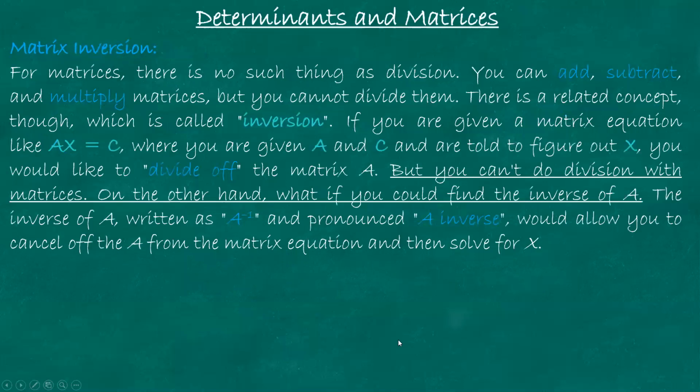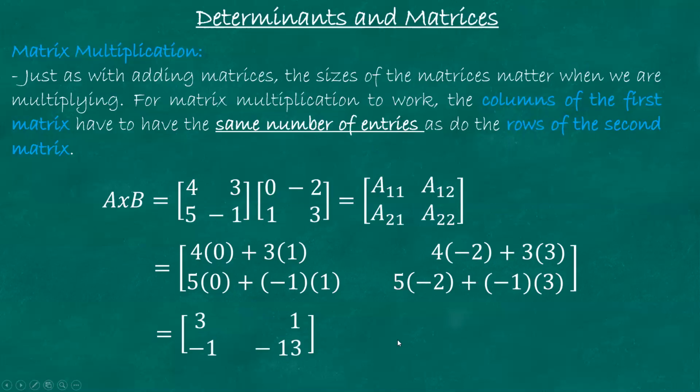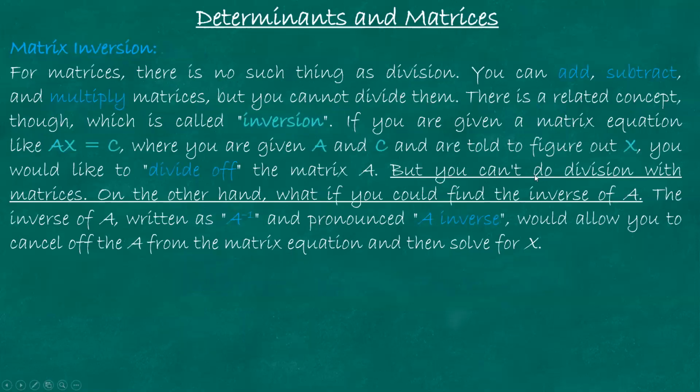Now, in division, we cannot divide matrices similar to arithmetic or algebra. Matrices are different. You cannot do A over B, or B over A. That is not possible. What we have is called matrix inversion. So, for matrices, there is no such thing as division. You can add, subtract, and multiply matrices, but you cannot divide them.